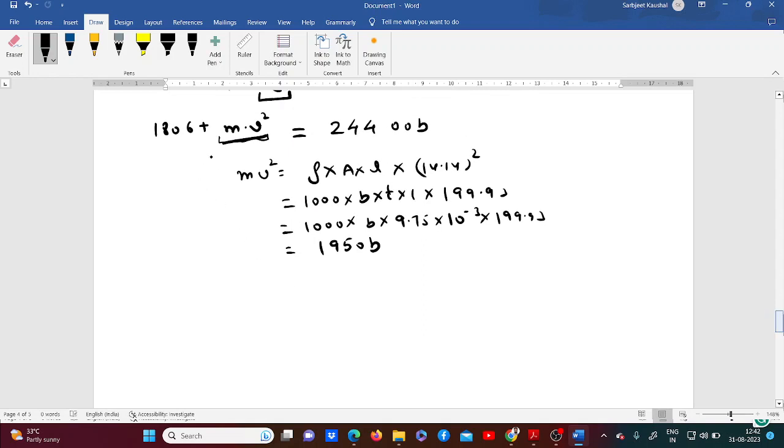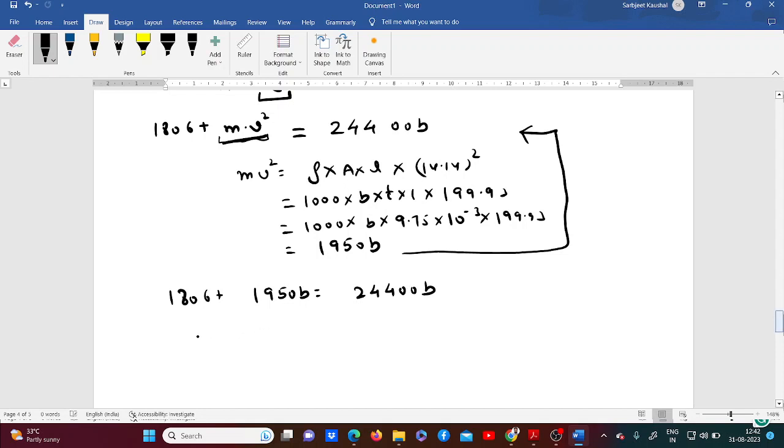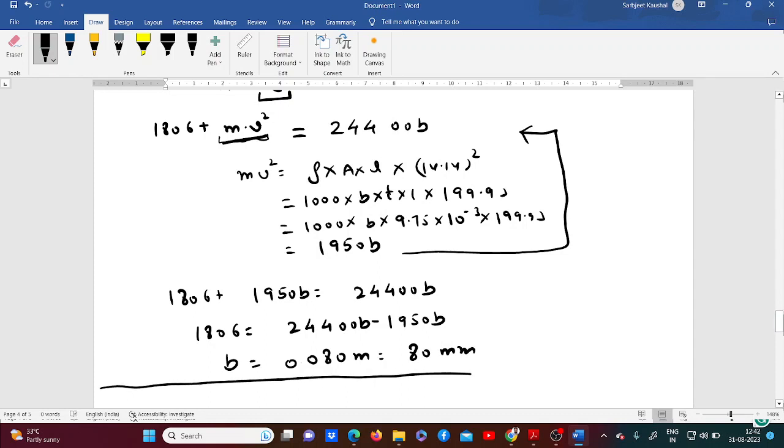So now we will put this value in this equation. Here 1806 plus 1950B equals 24400B. So further we are solving this equation. 24400B minus 1950B. So B becomes approximately 0.080 meter, or we can also cite it as 80 mm. This is how we can find out the value of width.